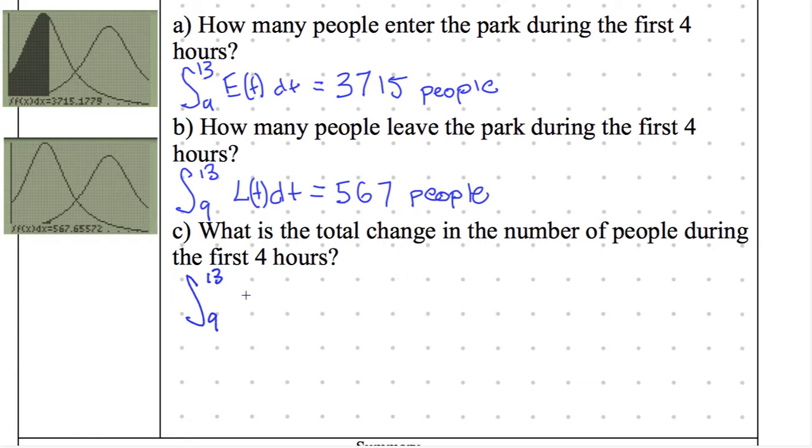I think it's E first. I get confused on which one's entering, that's the positive one, that's the negative one. So should it be a positive and a negative? So it'd be E of t minus L of t. That's correct. dt, and then all of that in parentheses, dt. Yep. How do you know which one's supposed to go first? That's a great question, and it's a hard question to answer.